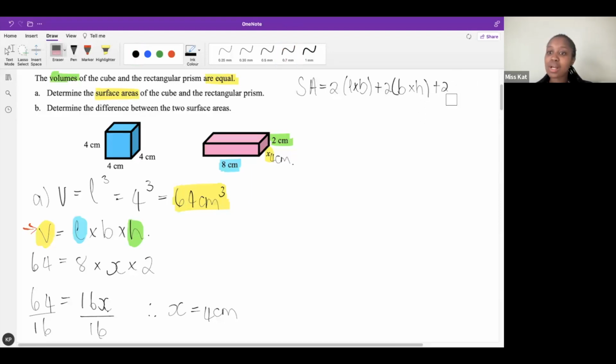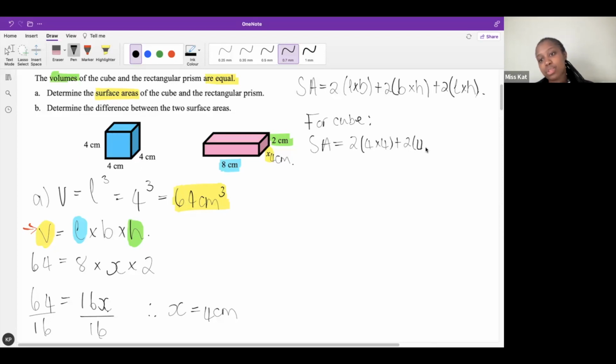Okay, so for the cube, the length and the breadth and the height are the same. Do you agree? They are the same. They are all 4. So I'm going to say here for cube so that we know what we're doing. Surface area for cube equals 2 times 4 times 4 plus another 2 times 4 times 4 plus another 2 times 4 times 4, which is 2 times 16, 32 plus 32 plus 32. And how much is that?